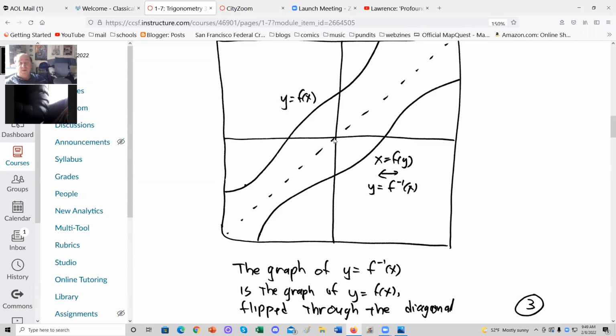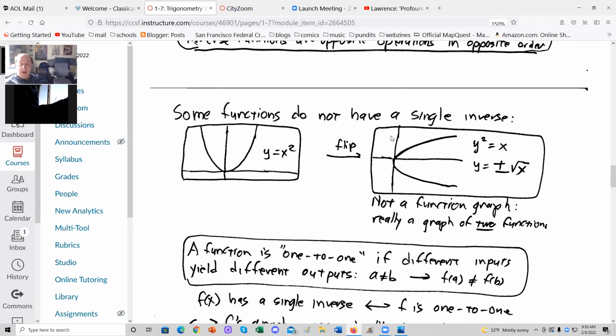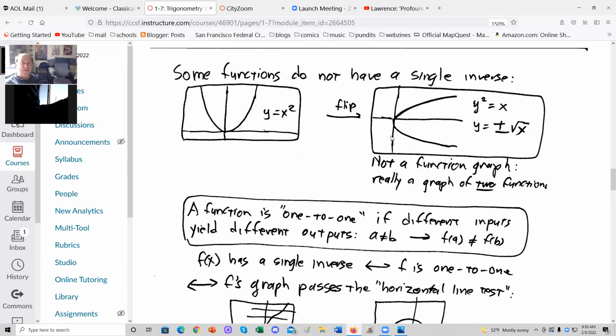When we go back to flipping over the diagonal, there's a problem. Let's take this graph of the function y equals x cubed. When we flip over the diagonal, we get this graph, where the upper half is the graph of y equals square root of x. The lower half is the graph of y equals minus the square root of x. This is not a single function. It is two functions, plus or minus root x. So this function does not have a single inverse, it has two different inverses. And that's a problem. We're not defining a unique inverse function.